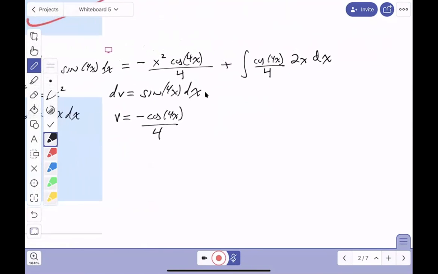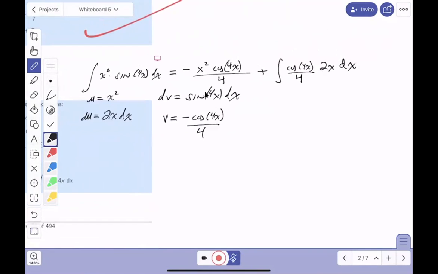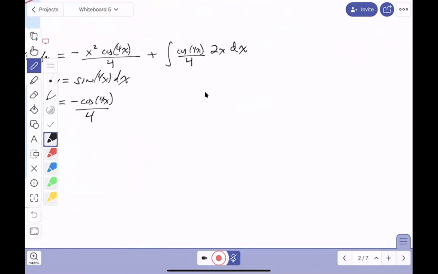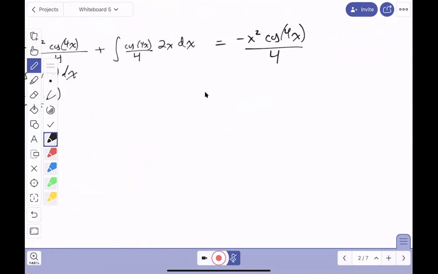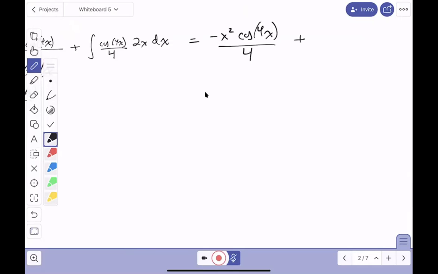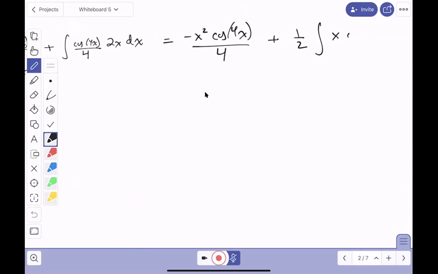All right, by the way, the integration got easier. For example, the first integration had a square in it. Now this next integration does not have a square in it, but I have to struggle now because I don't recognize it. So I'm going to write this down. So it's minus x squared cosine 4x over 4. Let's keep writing this down. So that's going to be plus 1/2 the integral of x cosine 4x dx. And again, I don't recognize it.